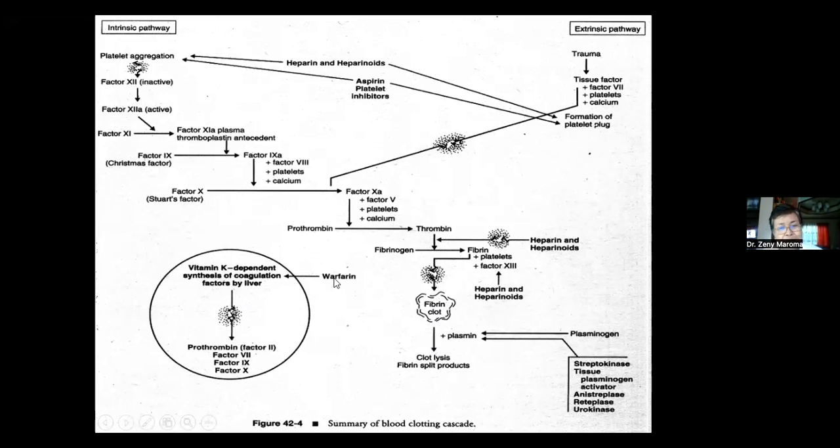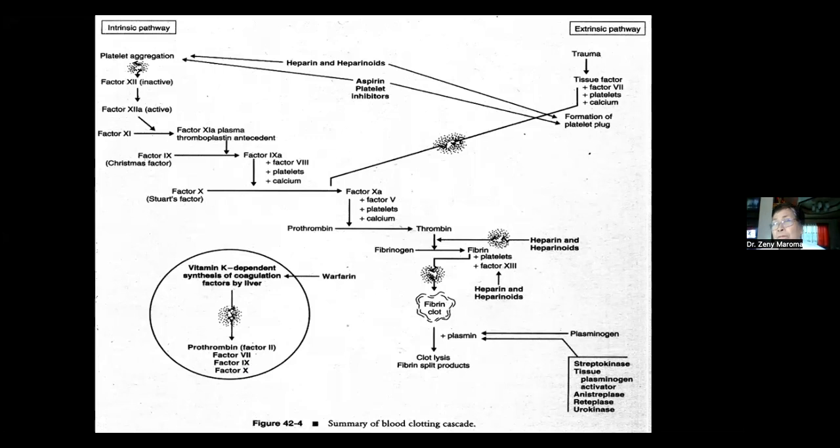How about warfarin or Coumadin? It inhibits the synthesis of vitamin K dependent clotting factors like prothrombin 2, that is factor 2, 7, 9, and 10. Okay? So ito yung effect ni Coumadin or warfarin sodium. Kaya ilan ang klase anticoagulant natin? Heparin at saka Coumadin. Alright?